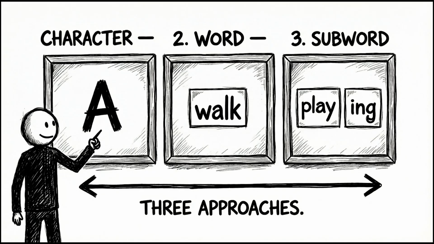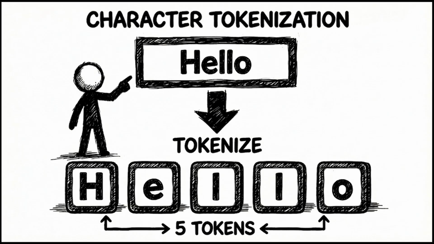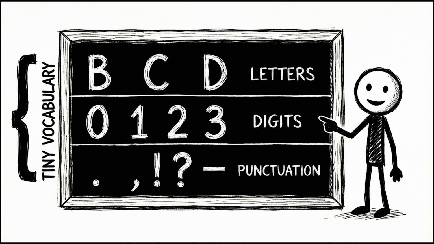We have different types of tokenization. Let's start with character tokenization. This straightforward approach treats every character as a token. For example, the word hello is split into individual characters. The vocabulary of character tokenization is tiny: just letters, digits, punctuation, and a few special symbols. Any word can be represented, even words that the model has never seen before.